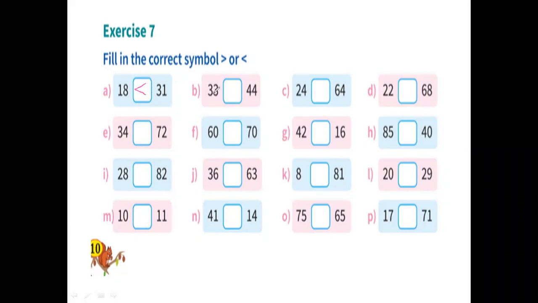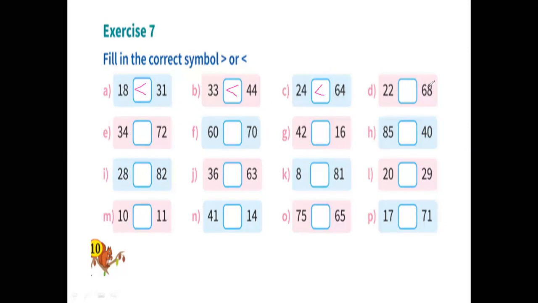Next sum. See here, 33 and 44. In the tens place, 3 is there. Here in the tens place, 4 is there. 4 is greater, so 33 is lesser than 44. Here see 24 and 64. Here in the tens place 2 is there. Here 6 is there. So 64 is greater than 24.